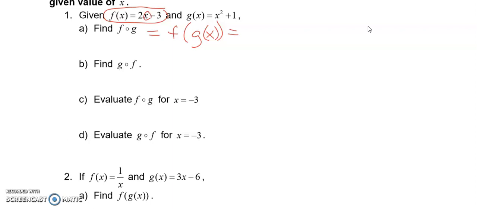Look, x is only there once. You replace that x with g of x. So basically, x squared plus 1 goes in right there. So in other words, you have 2 multiplied by, and here's your brackets now. I put brackets wherever I saw an x, you see. x squared plus 1, and then minus 3. So there, see what I did? I put g into f.